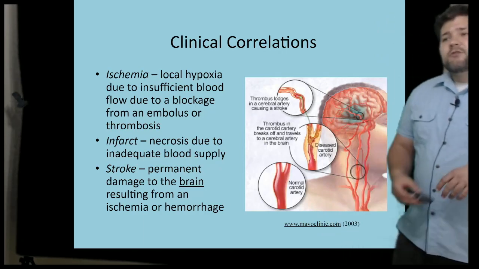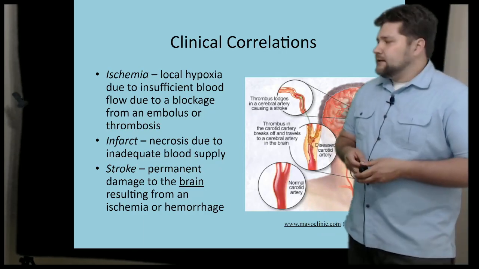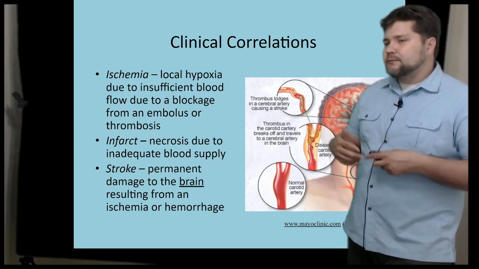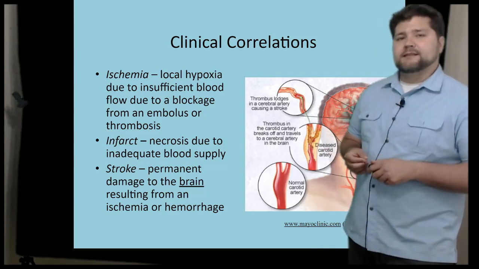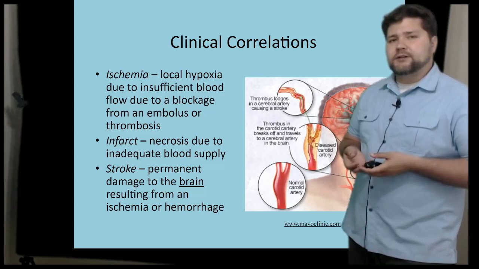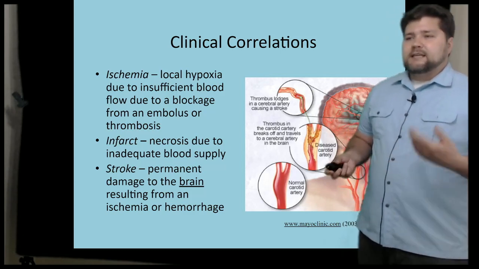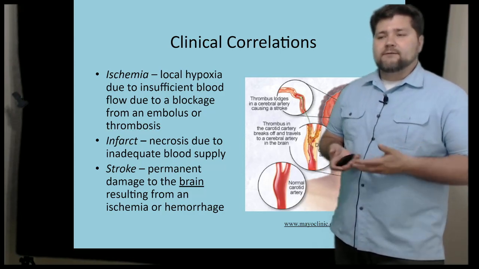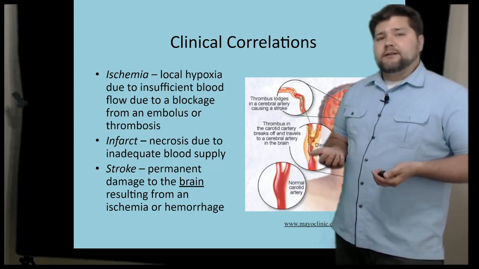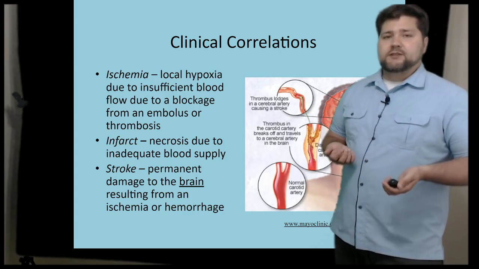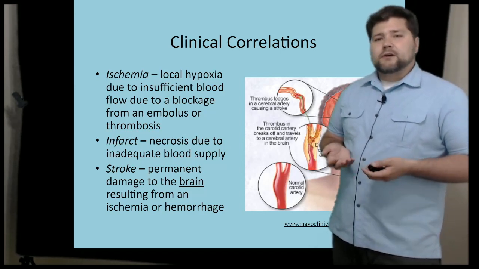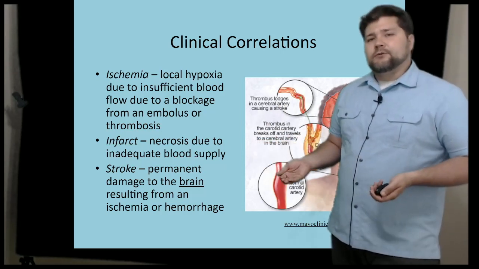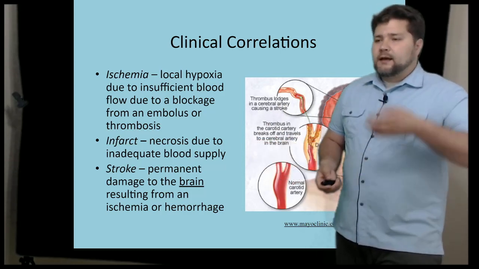So let's take a look at some clinical correlates before we call it a day. We kind of alluded to a bunch of these, but we can talk about them in a little more detail. We did talk about things like ischemia and infarcts in the introductory lectures that I gave. Ischemia is any sort of loss or hypoxia, usually local hypoxia, which means a lack of oxygen due to insufficient blood flow. So we get ischemia when there's any sort of blockage. An infarct occurs at the site due to inadequate blood flow, and basically that tissue just undergoes necrosis and dies.